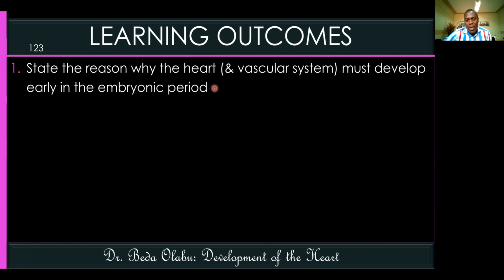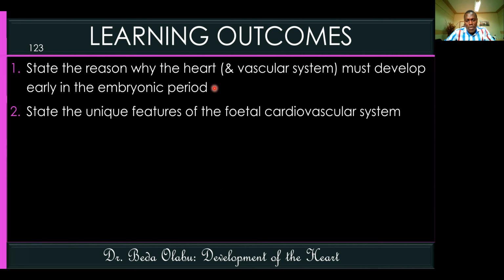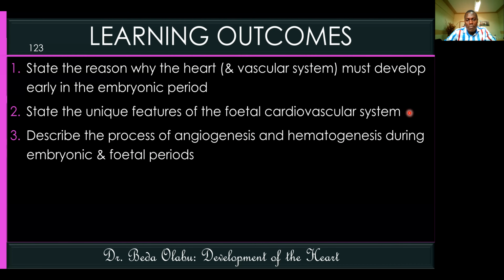we are going to state why the cardiovascular system must develop very early during the embryonic period. We are also going to state the unique features of the fetal cardiovascular system. This is if we compare it with the adult type or the postnatal type of the cardiovascular system. We will talk about two processes, angiogenesis and hematogenesis. I'll define what they are and we'll talk about them.